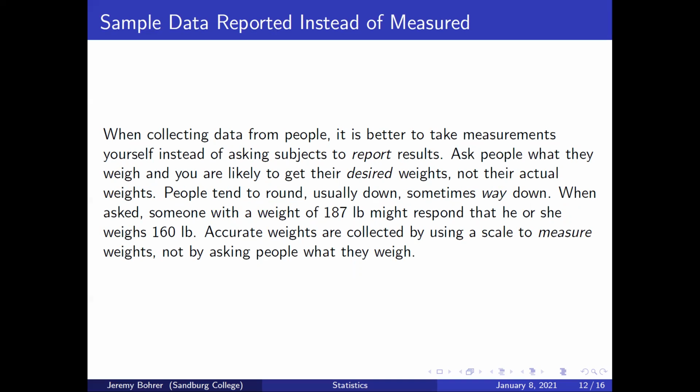Sample data reported instead of measured. When collecting data from people, it is better to take measurements yourself instead of asking subjects to report results. Ask people what they weigh and you are likely to get their desired weights, not their actual weights. People tend to round, usually down, and sometimes way down. When asked, someone with a weight of 187 pounds might respond that he or she weighs 160 pounds. Accurate weights are collected by using a scale to measure weights, not by asking what they weigh.